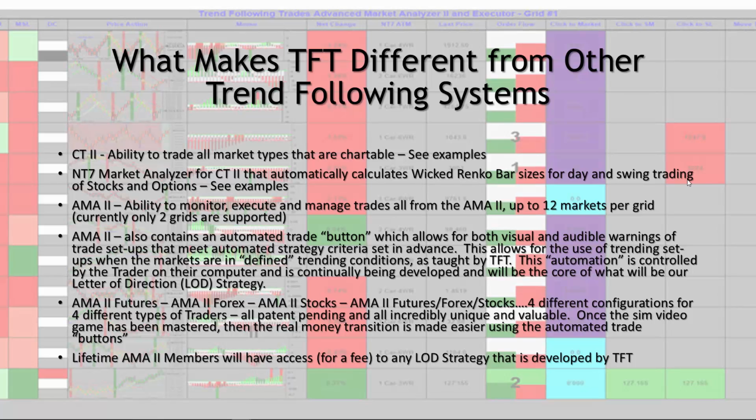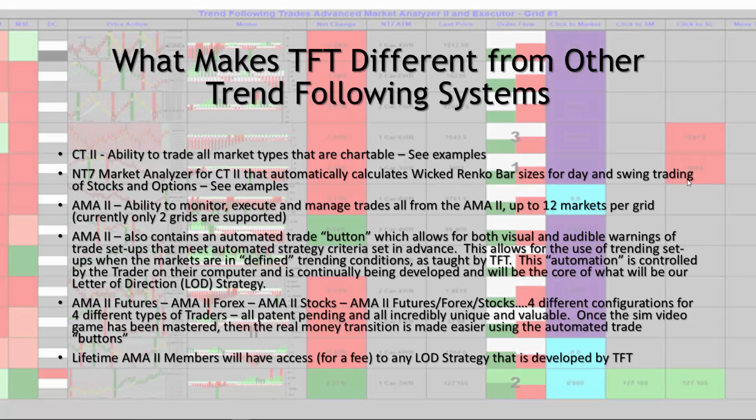Then we have the AMAII 2, the ability to monitor, execute, and manage trades from the AMA for up to 12 markets in one grid on one monitor. Okay, and currently we can support up to 2 grids, and it has to do with computer hardware limitations. And the AMAII 2 also contains an automated trade button. So we have automation built in, which allows for both visual and audible warnings of trade setups that meet the automated strategy criteria that are set in advance.